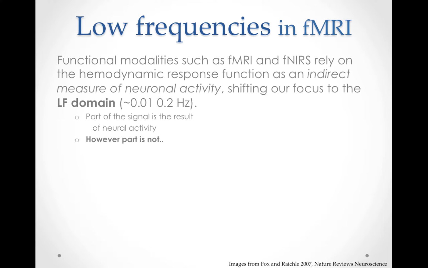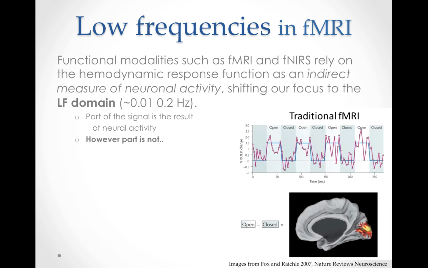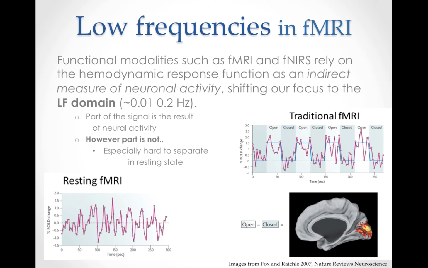And this problem is a little bit more manageable in traditional fMRI, in which we have a time-locked response to our stimulus. However, in resting state, we don't look for a stimulation protocol correlation. We look for coherence between areas. So we look which regions are correlated and therefore neuronally function together. And because of that, it is even harder to separate the neuronal from non-neuronal signal.